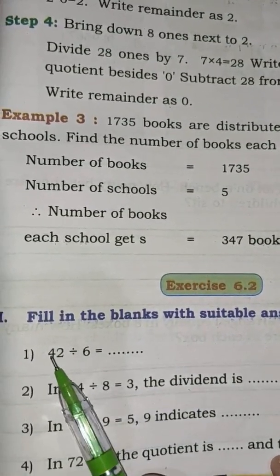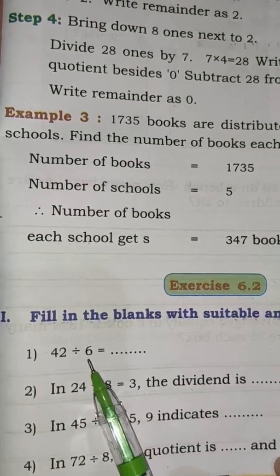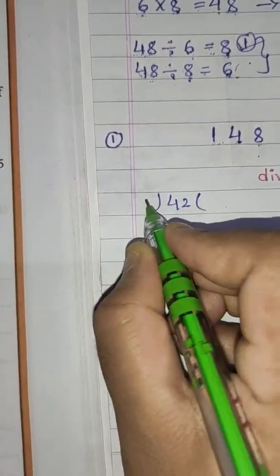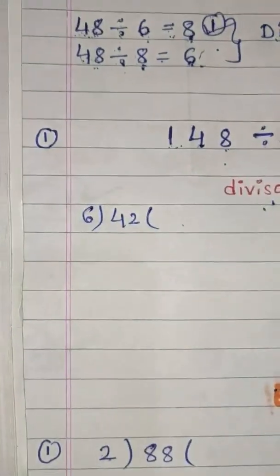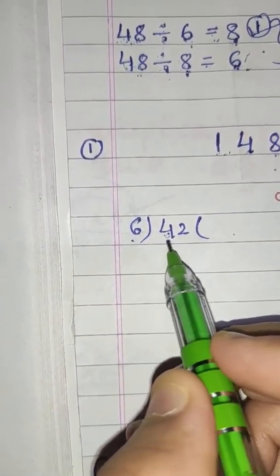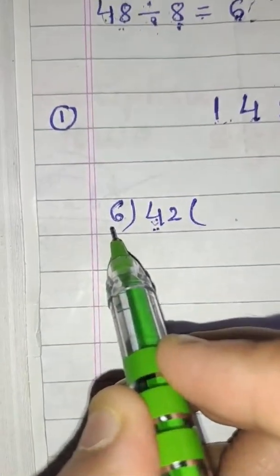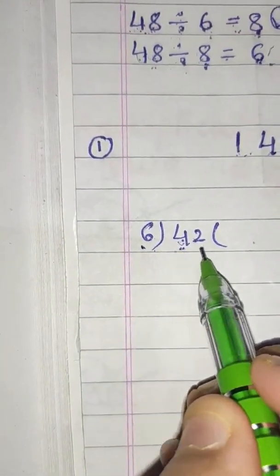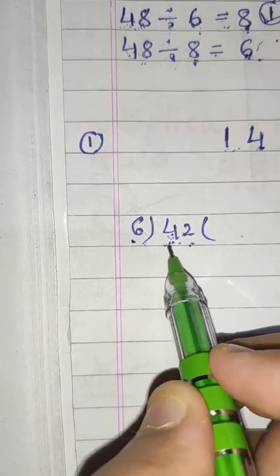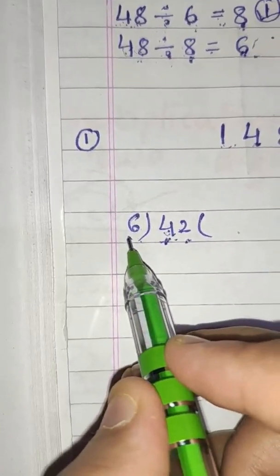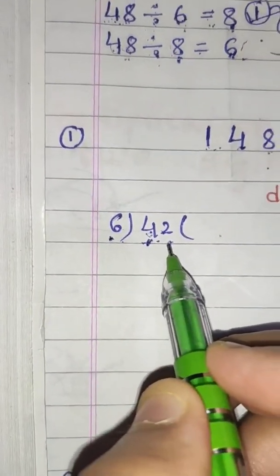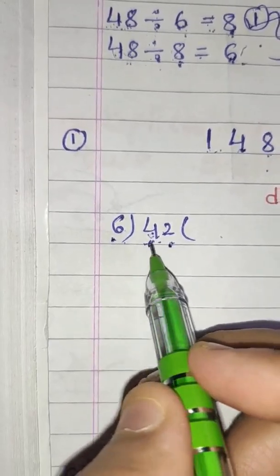Okay, so let's divide it. 42 is a dividend and 6 is a divisor. So we'll write here 42 is dividend and 6 is a divisor. Okay, let's divide it. So the 4, this first number is smaller than the 6. So we can't divide 4 by 6, right? So we have to take the next digit. So it will become 42. Understood, children? So see here, this 4 is smaller than this 6. This is a divisor. So in this case, we have to take the next digit also. Okay, so it will become 42.